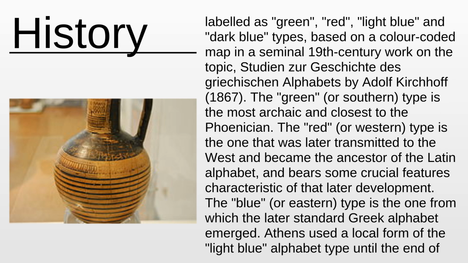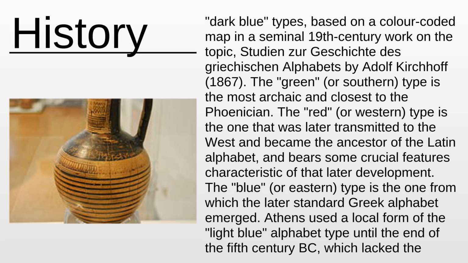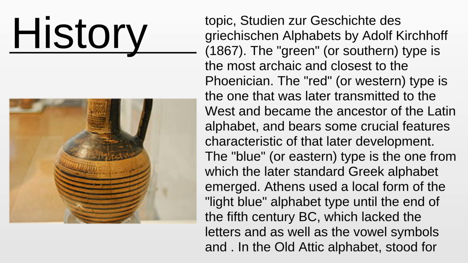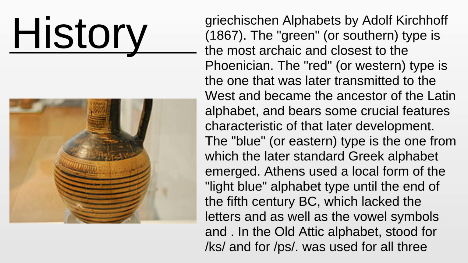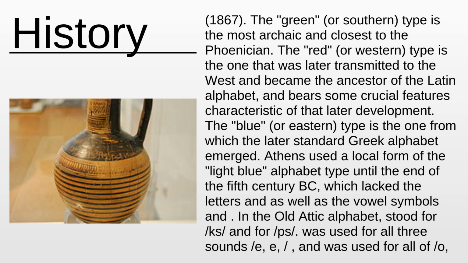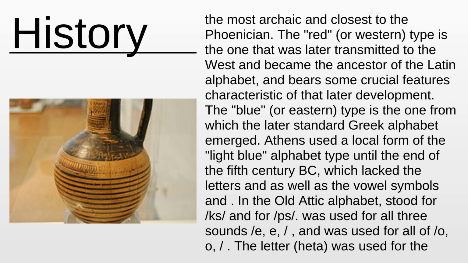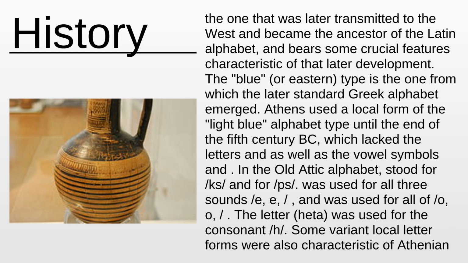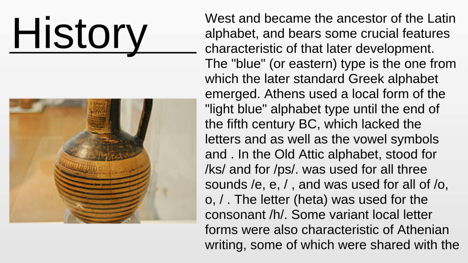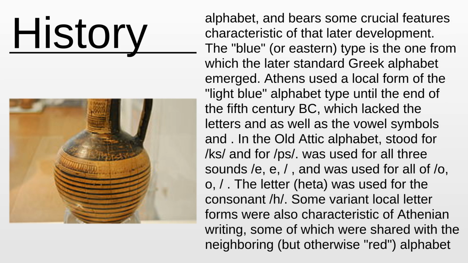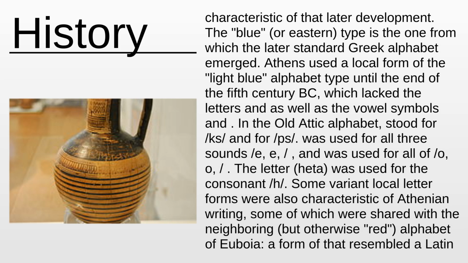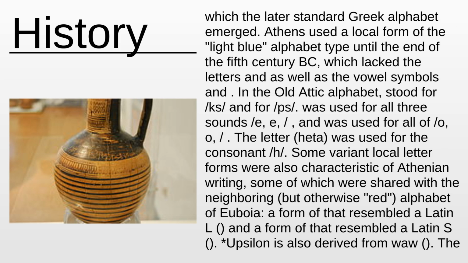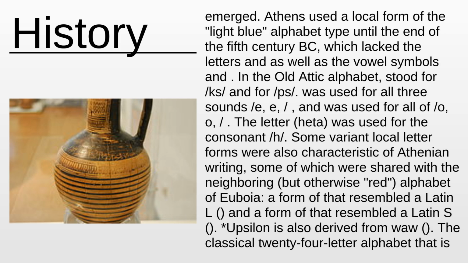These 4 types are often conventionally labeled as green, red, light blue, and dark blue types, based on a color-coded map in a seminal 19th century work on the topic, Studien zur Geschichte des griechischen Alphabets by Adolf Kirchhoff, 1867. The green, or southern, type is the most archaic and closest to the Phoenician. The red, or western, type is the one that was later transmitted to the West and became the ancestor of the Latin alphabet, and bears some crucial features characteristic of that later development. The blue, or eastern, type is the one from which the later standard Greek alphabet emerged.